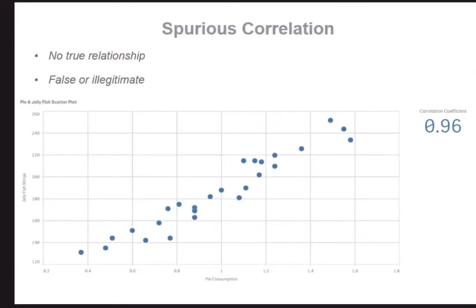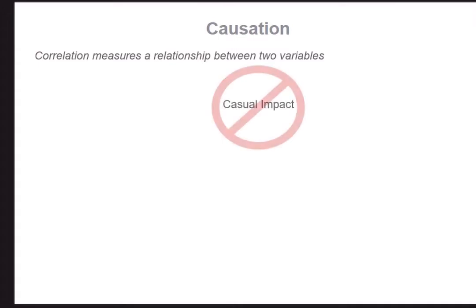Now that we have learned about correlation, we are going to move on to the other concept we want to discuss in this module, causation. Remember, correlation measures the existence of a relationship between two variables. This relationship does not mean that one of the variables causes a change in the other variable, but that as one variable moves, the other also moves.